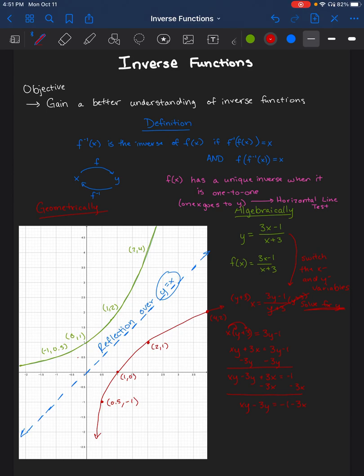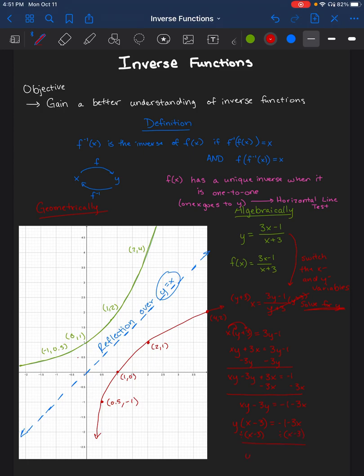And the last thing I want to do here before I get the y completely by itself is I'm going to factor out that y. Notice it's a common factor here. So I'm going to factor out the y. And if I take away a y from xy, I'm going to be left with just x. If I take away a y from a minus 3y, I'm going to be left with a minus 3 equals -1 minus 3x. And now I'm going to just divide everything by that x minus 3.